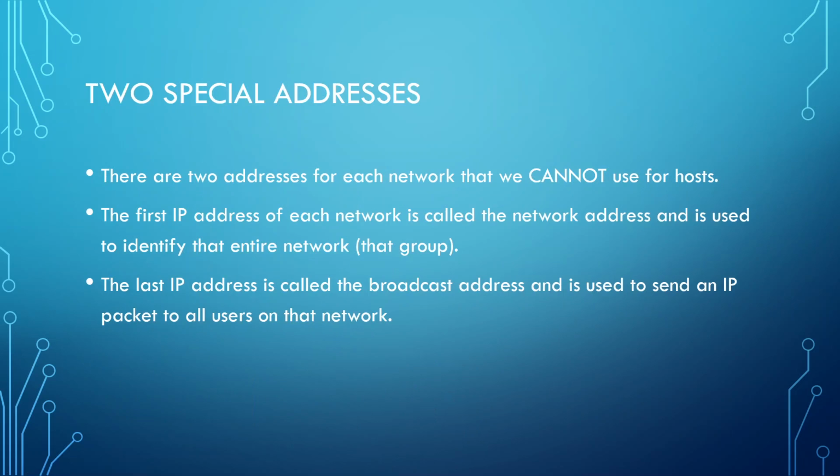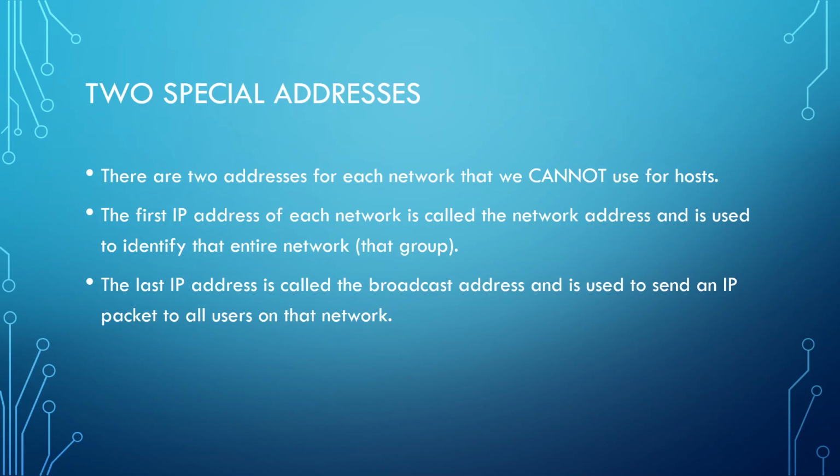And now it's important to understand that within our network there are 2 special addresses which cannot be used for hosts. This is the first IP address of each network, which is called the network address, and is essentially used to identify that group. Then we have the last IP address, which is the broadcast address, and that is used to send IP packets to all users within that network.